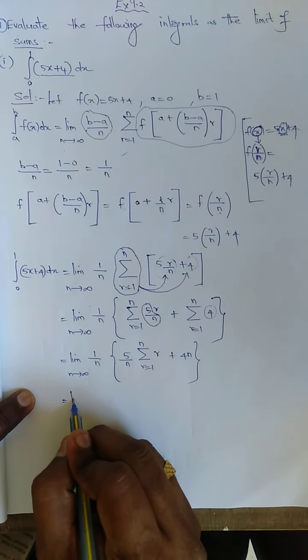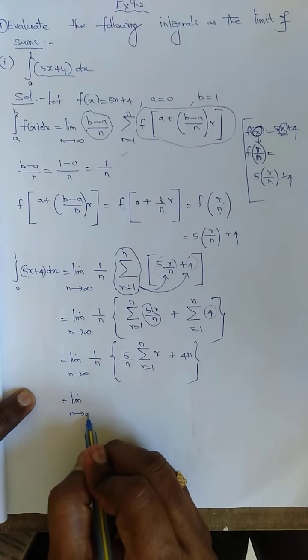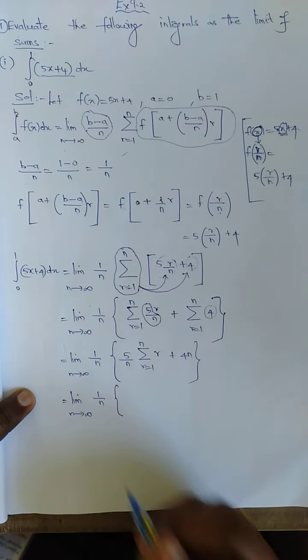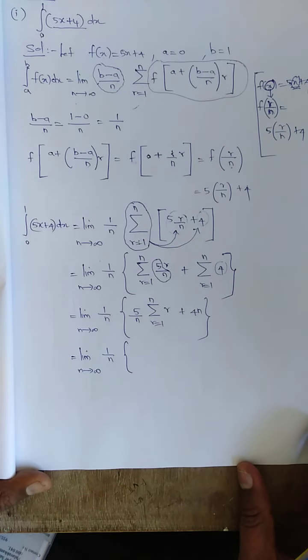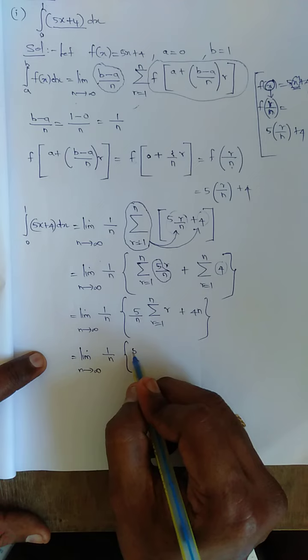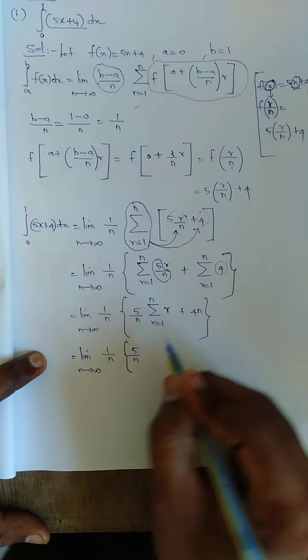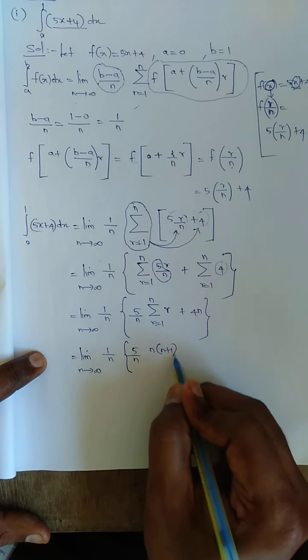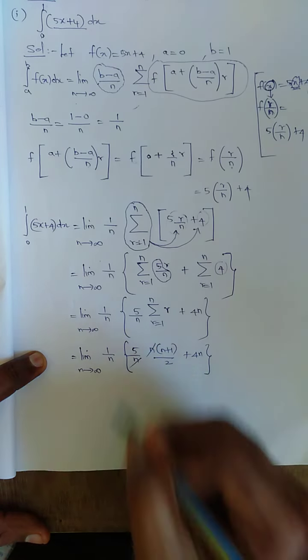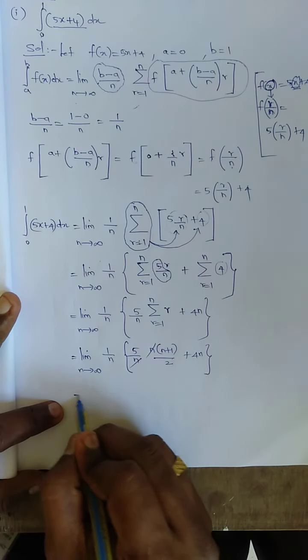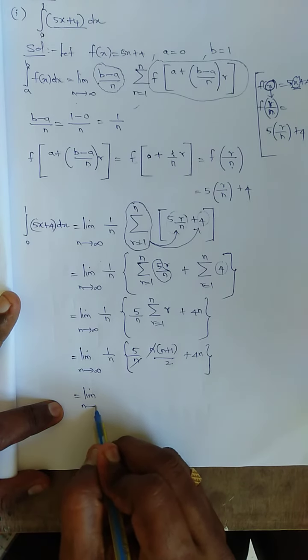So equal to limit n tends to infinity 1 by n, 5 by n into the formula n into n plus 1 by 2, plus 4n. This n we can cancel. So remaining is limit n tends to infinity.